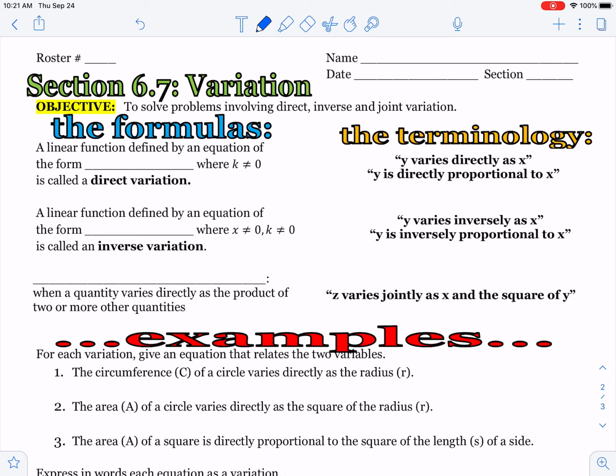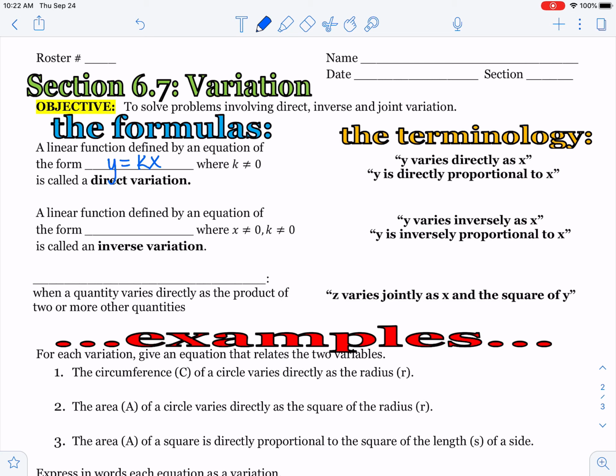So 6.7 is all about variation, about how two or more variables relate to each other. There's three main kinds that we're going to talk about. The first one is direct variation, and it takes the form of y equals kx. So x and y are your two variables, and k is something called your constant of variation. It is just going to be a number. It's going to be a constant.